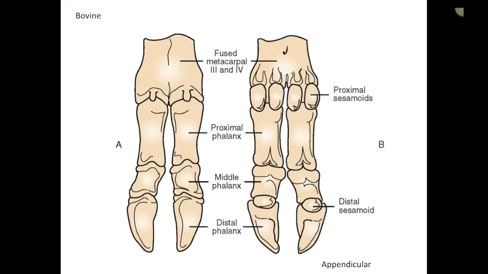This is cow, so they have 2 digits. Same idea, they have fused metacarpal bones, metacarpal bone 3 and metacarpal bone 4, and then they have the 3 phalanges, but they have 2 digits specifically. Now this picture is nice because it illustrates the proximal sesamoid bones and the distal sesamoid bones in the horse and the cow. Up here, proximal, and then distal, and in the horse we'll talk about specific names that they have for those.